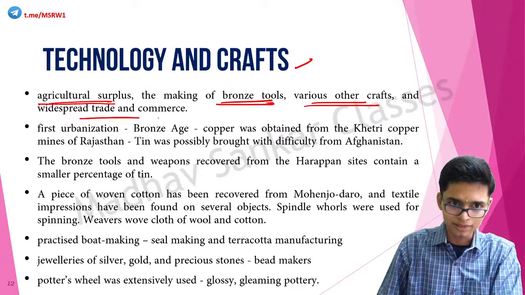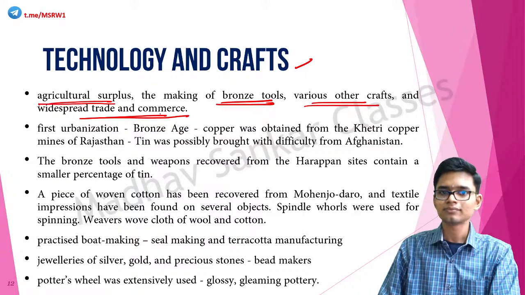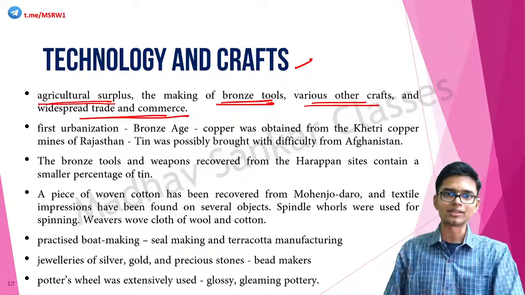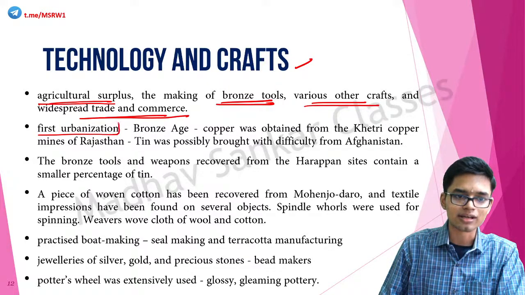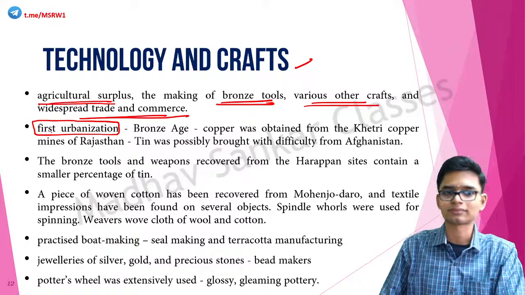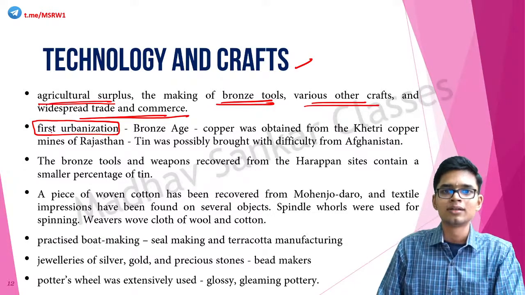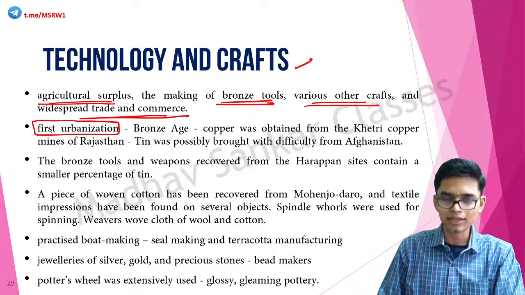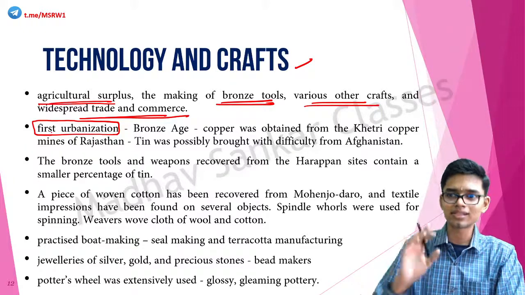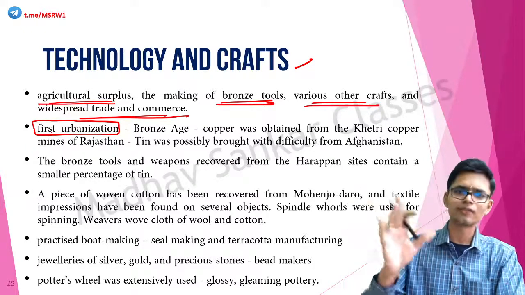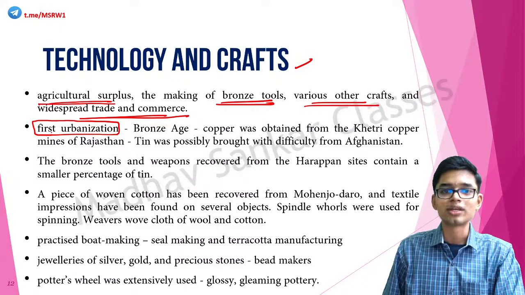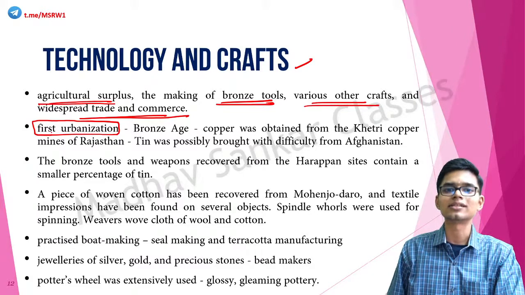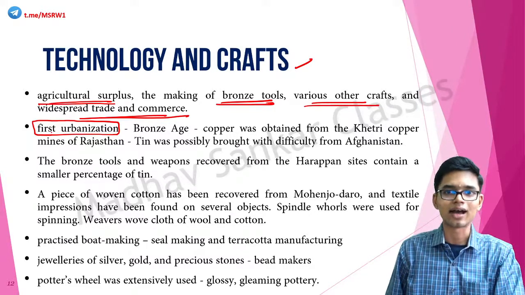There was widespread trade and commerce. So from all these factors, we can conclude that this is actually the first urbanization as far as the Indian subcontinent is concerned. First urbanization. Until Harappa, until this Indus Valley civilization, we do not come across any such levels of urbanization, or any kind of urbanization for that matter, in the Indian subcontinent or maybe in the world also. So the first urbanization as far as the Indian subcontinent is concerned is the rise of Harappan civilization.